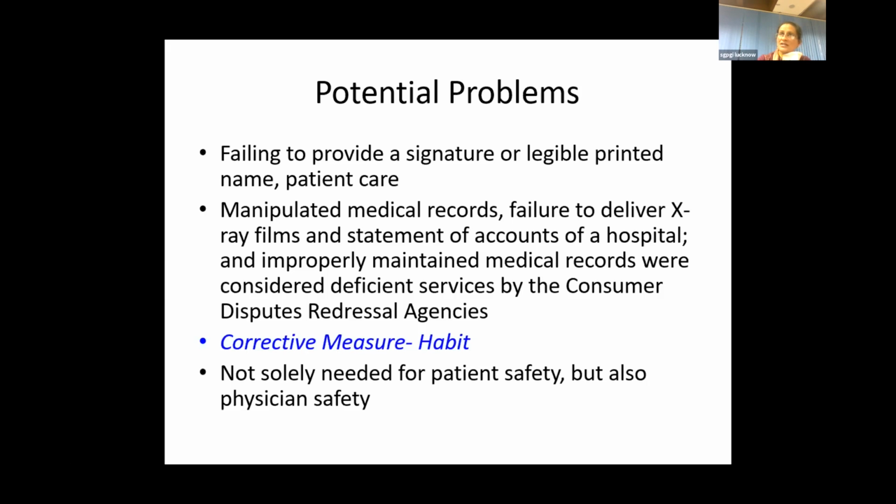So now how does it happen? The perfection comes with practice. So the corrective measure for all these potential problems is that we should make it a habit to fill records properly, and it can only be done if we try to invest some time in doing so. So please remember that these records are not solely needed for patient safety, but also for your own safety.